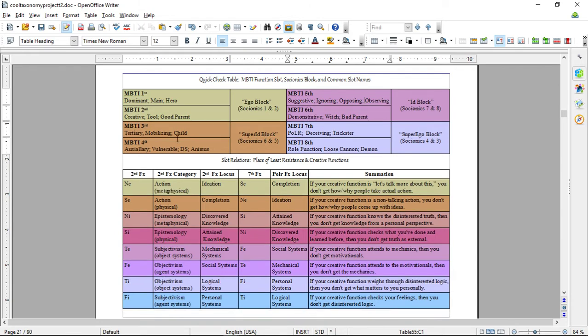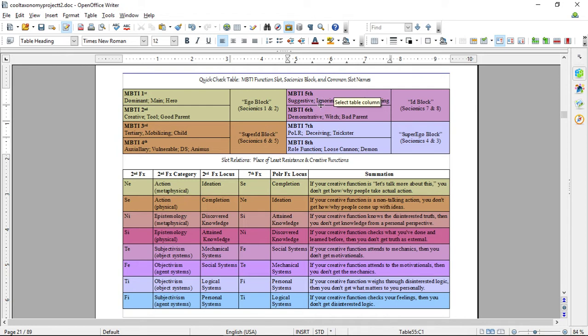Okay, so for me, this goes NE, TI, FE, SI, and you can call them your hero, your good parent, your child, and your animal self. Or you could call it your base function, your tool function, your mobilizing function, your vulnerable function, like Socionics does. Or your dominant, your creative, your tertiary, your auxiliary, like MBTI does. All right, these two, third and fourth in MBTI, are your super-id block in Socionics. Arbitrarily, for some stupid reason, they were number 6 and 5 respectively.